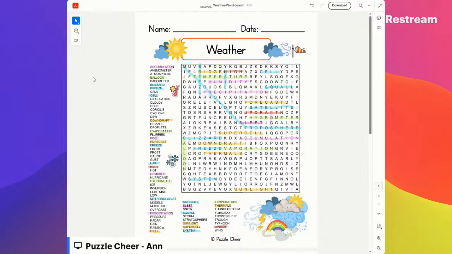Okay, Rory says thunderstorm is vertical, starting with the T in meteorologist, top left. Thunderstorm. And Rory says frost is vertical in the left row. Frost. F-R-O-S-T, frost.